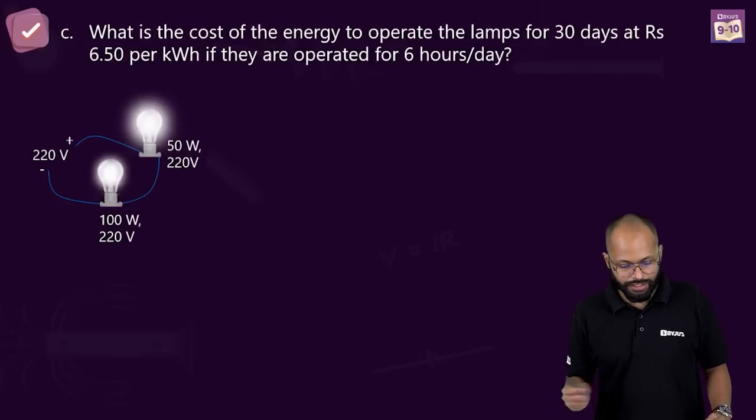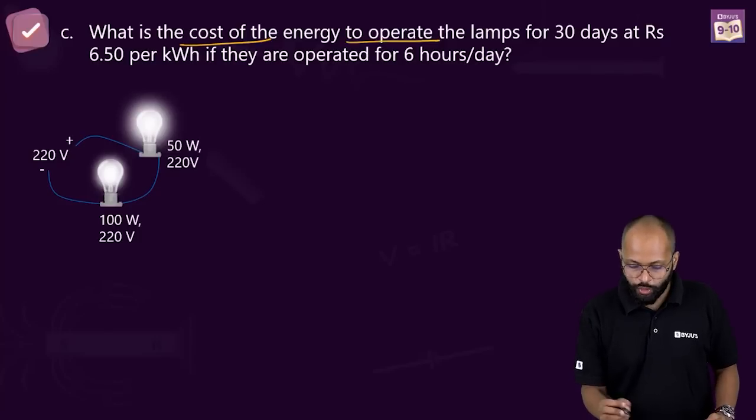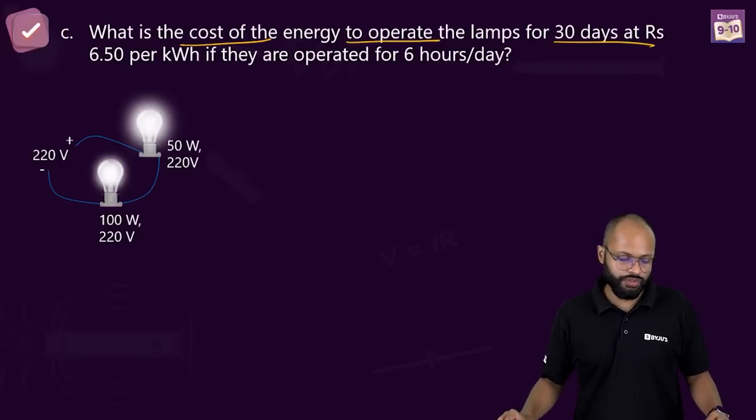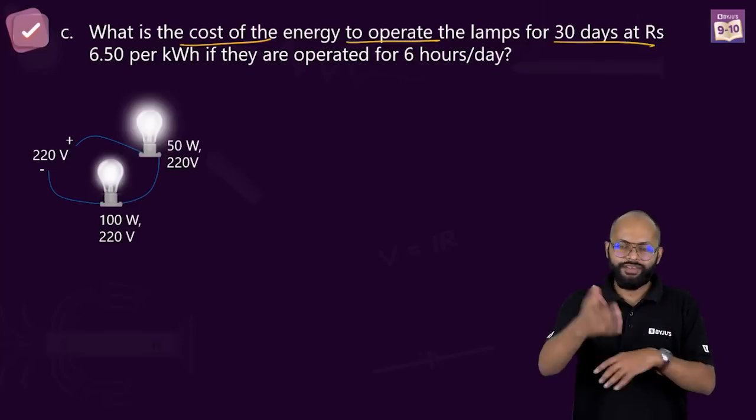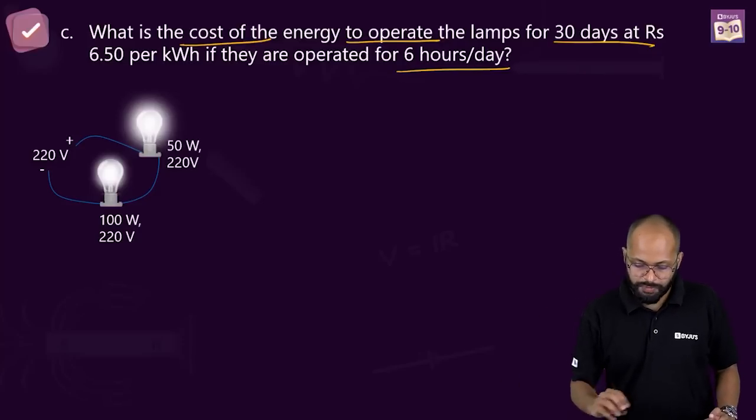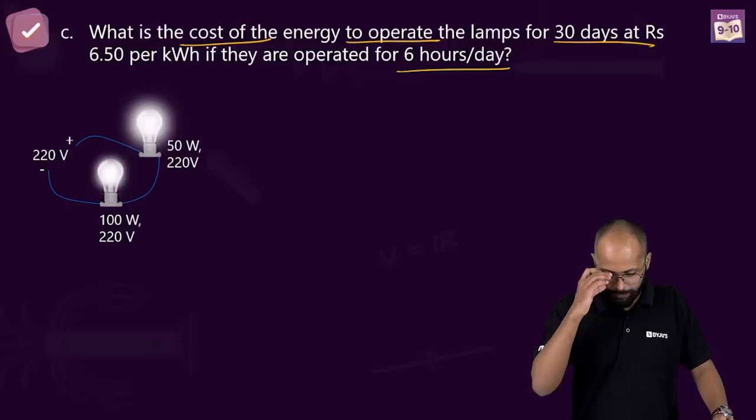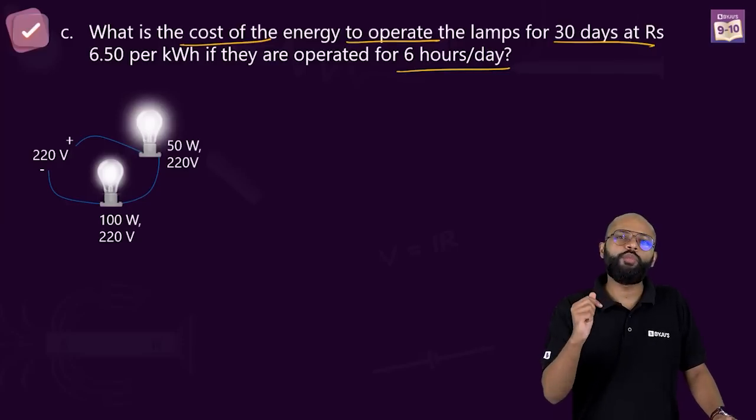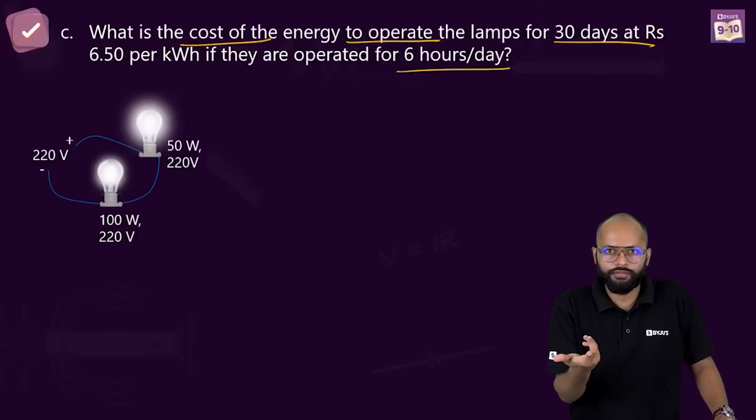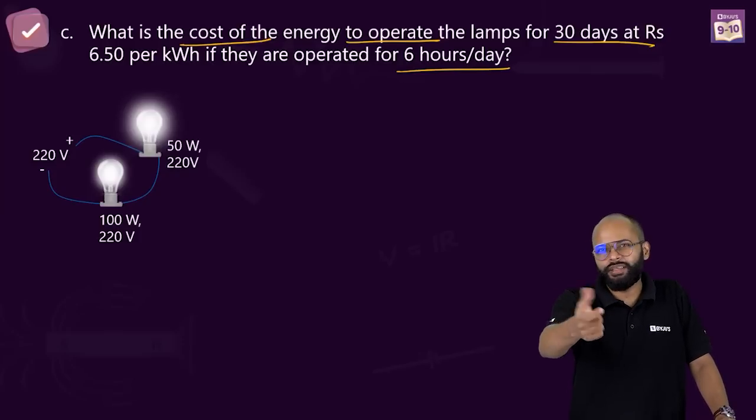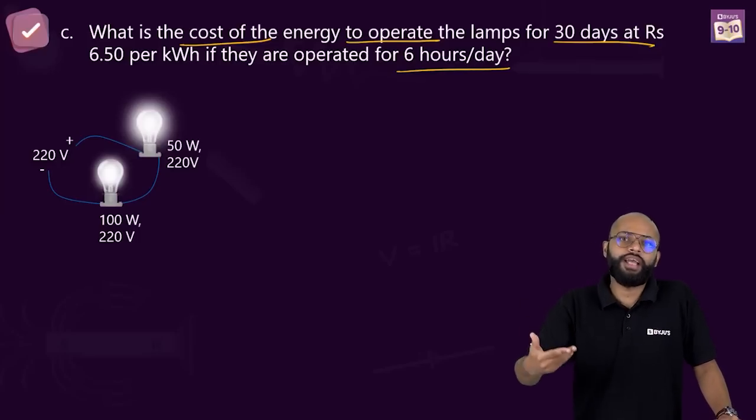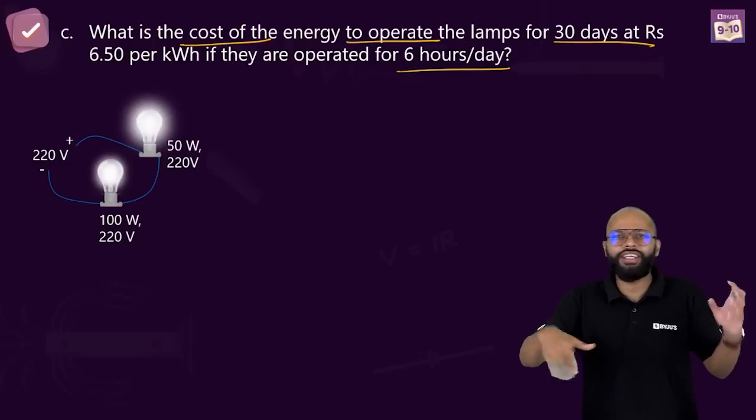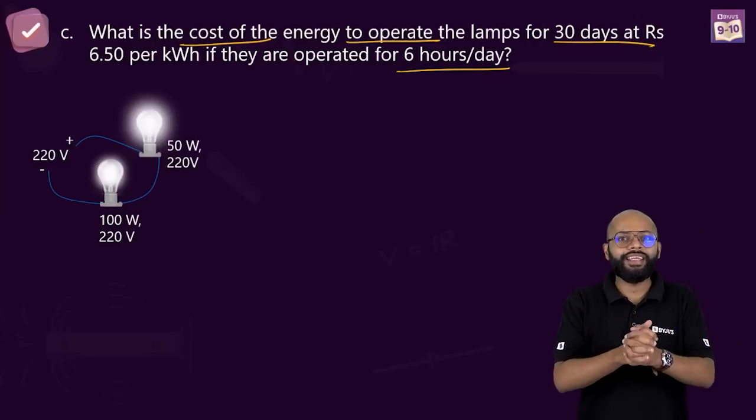Okay, let's see part C. What is the cost of energy to operate the lamps for 30 days at rupees 6.50 per kilowatt hour? What is the commercial rate of energy? It's kilowatt hour, right? You know that. It's a revision thing I'm just doing, okay? If they're operated for 6 hours per day, all right. So this is, in the heating effect of electric current, one more type of question, costing. If I use this particular device for such and such time, find how much bill you have to pay, how many units came. So this is a category of questions, and this particular question is taking care of all of that.